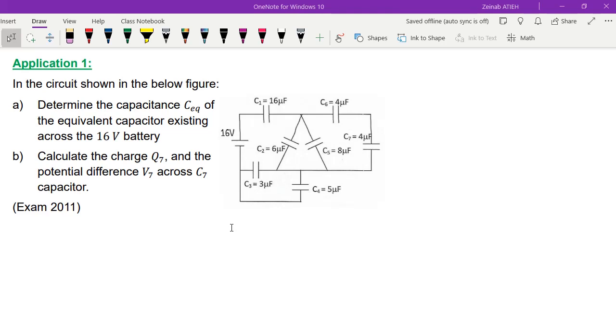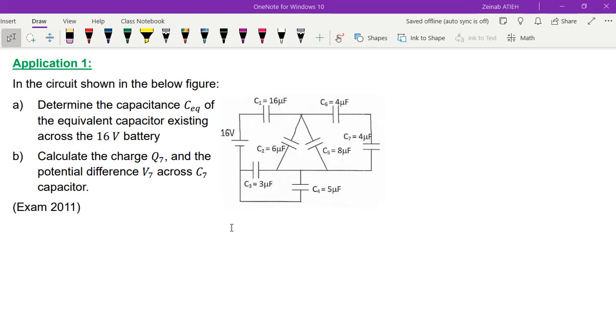Hello everyone. Today I will complete solving problems related to chapter 26, which is about capacitors. So I will complete solving applications. I will start with application 1. These applications are found at the end of the presentation.